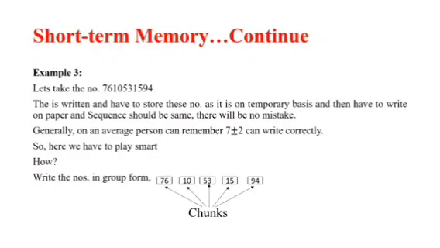So I have to increase the capacity. What I will do is play a smart move: I will group the numbers. A group of digits is called a chunk. There is no limitation on the numbers in a chunk; it can contain 2 or 3 numbers in one chunk. The benefit of writing in chunks is that you can remember 7 plus or minus 2 chunks at a time, and that increases the capacity of short term memory.